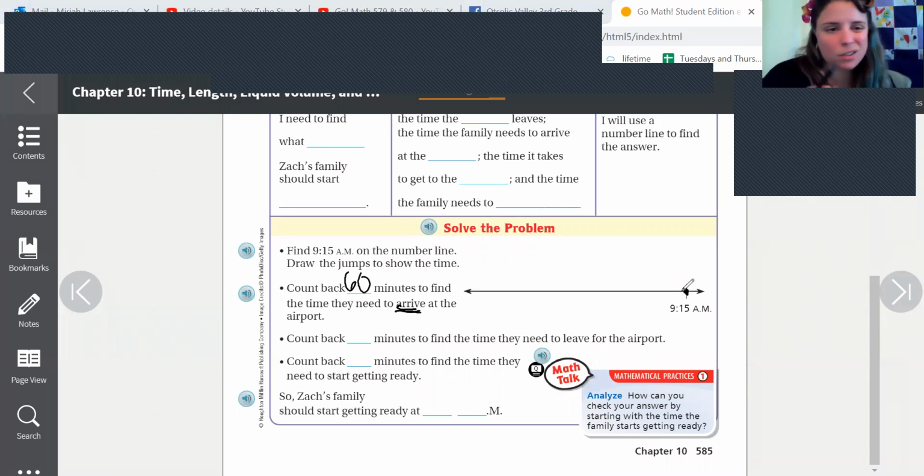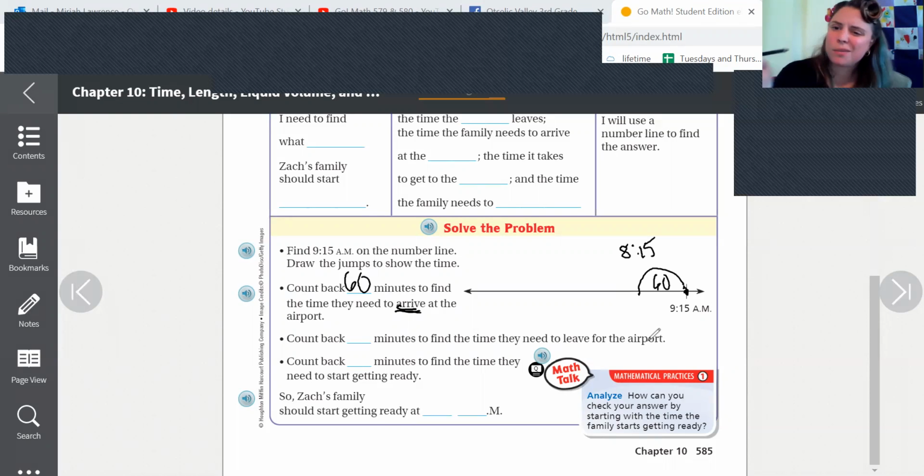So 60 minutes is really code for how long? Not really code, but an hour. So if we go back 1 hour, it's not going to be 9:15 anymore. It's going to be 9 minus 1. It's going to be 8:15. Okay, so that's the first jump we needed to go back. The next one, we need to count back blank minutes to find the time they need to leave for the airport.